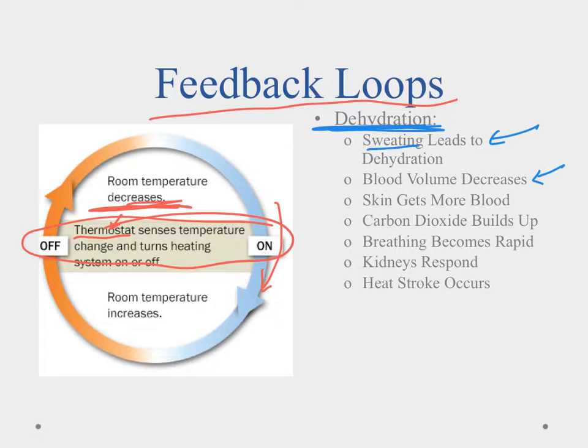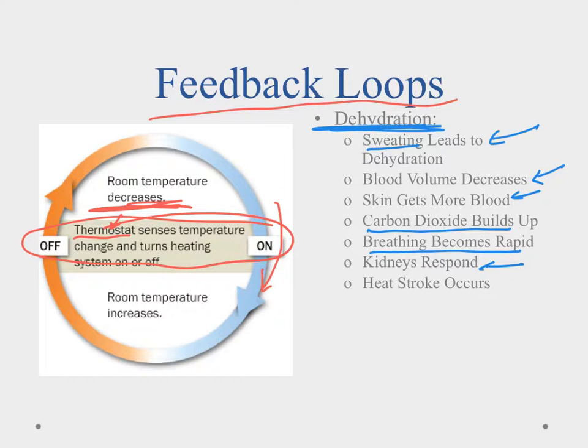More of it's going to have to get to the skin to try and cool off. So now we're starving other parts of our body for blood. Because of this, it's not going to the lungs as much. We start to see this buildup of carbon dioxide. And when we build up carbon dioxide, the body's response is to breathe a little bit more rapidly. So we're trying to get that carbon dioxide out of the blood.